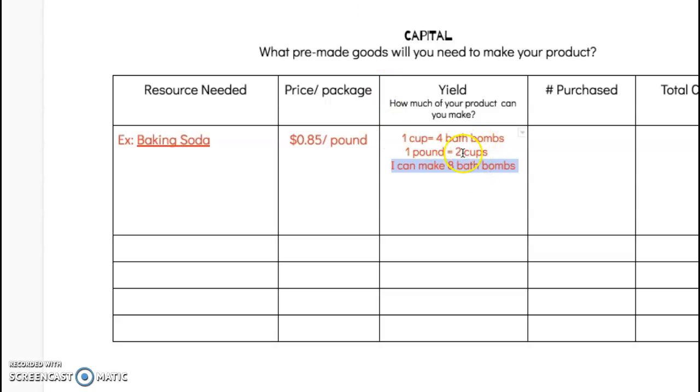Right? Because I can get 2 cups worth, which is 4 times 2. I can make 8 bath bombs. So I'm thinking about my product. I think I'll probably want to make more than just 8 bath bombs. That doesn't really seem worth my time.